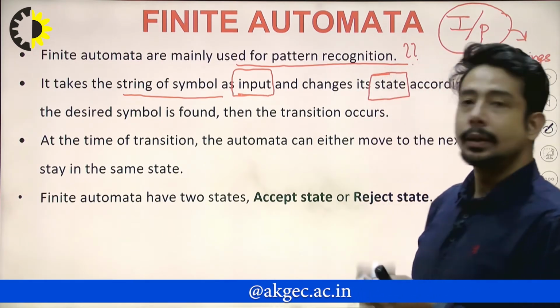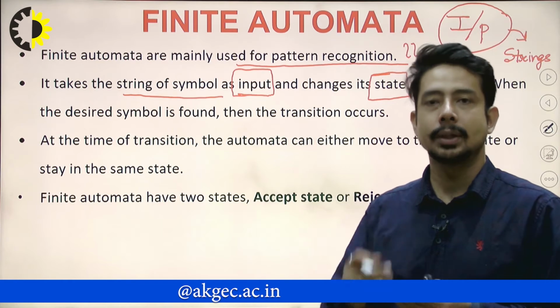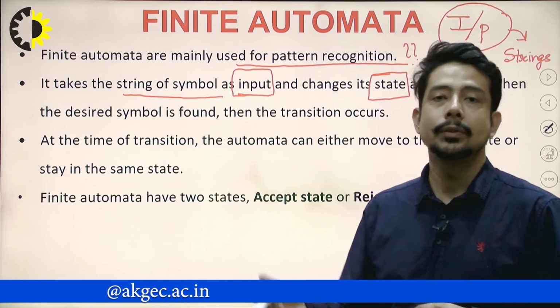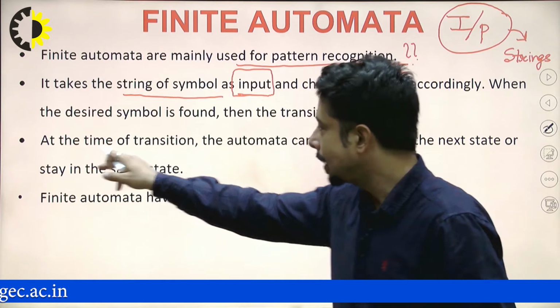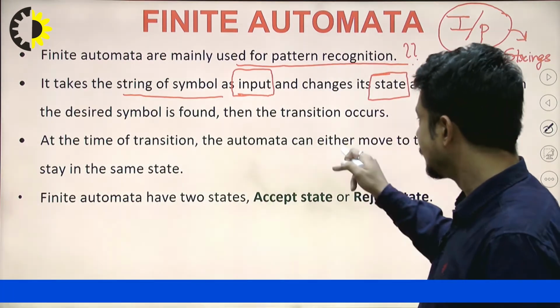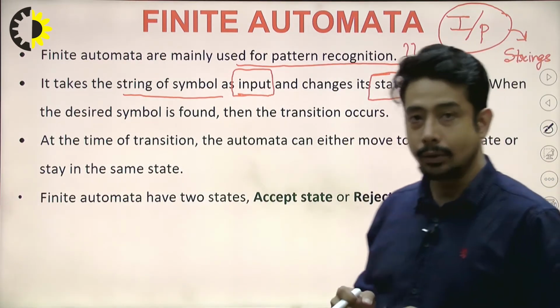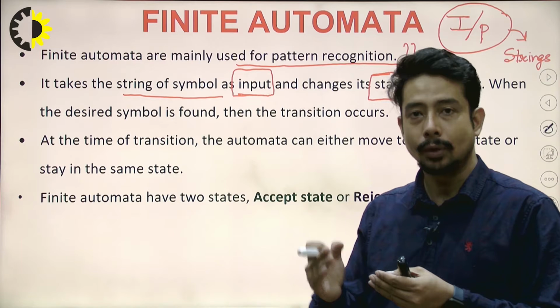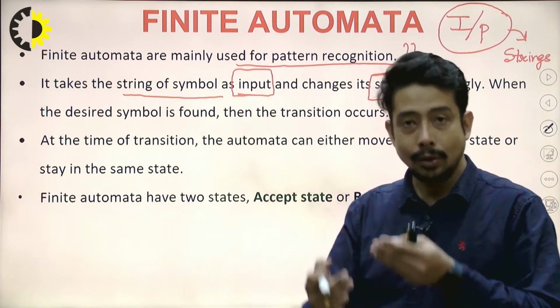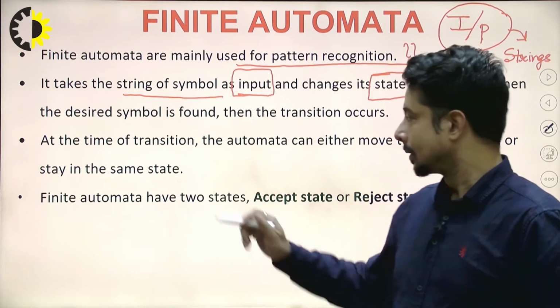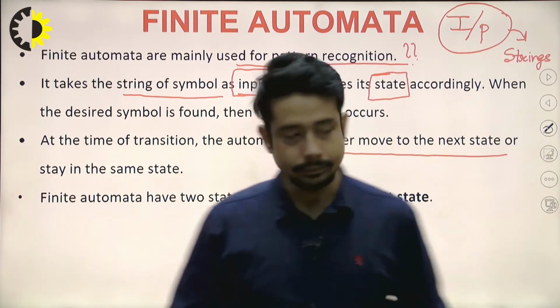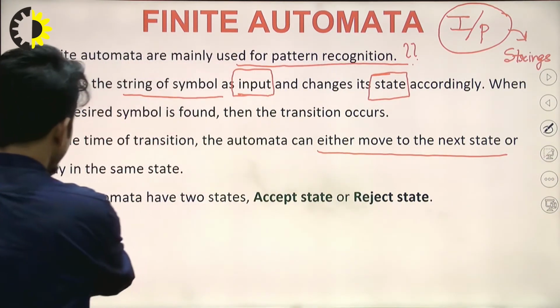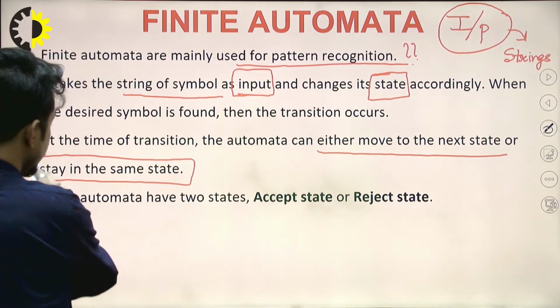After that, some transitions will occur from one state to another state, and finally we will reach an accepting state. Now the next point: at the time of transition, the automata can either move to the next state or stay in the same state. As I've already told you, a transition can go from one state to another state, or can be to itself. So this is the main point.